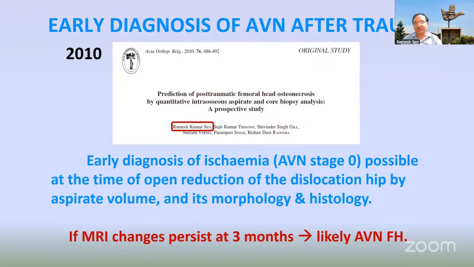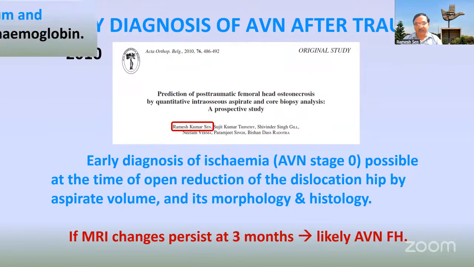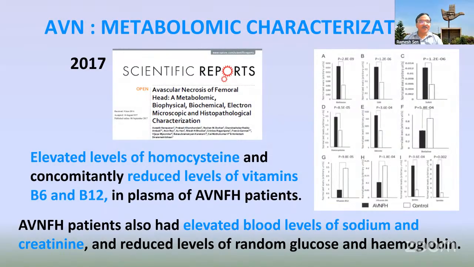If at 3 months the MRI is okay, that means post-traumatic AVN is not there. And if it is there, obviously we are getting it out. Incidentally, one of our friends from South India, Dr.